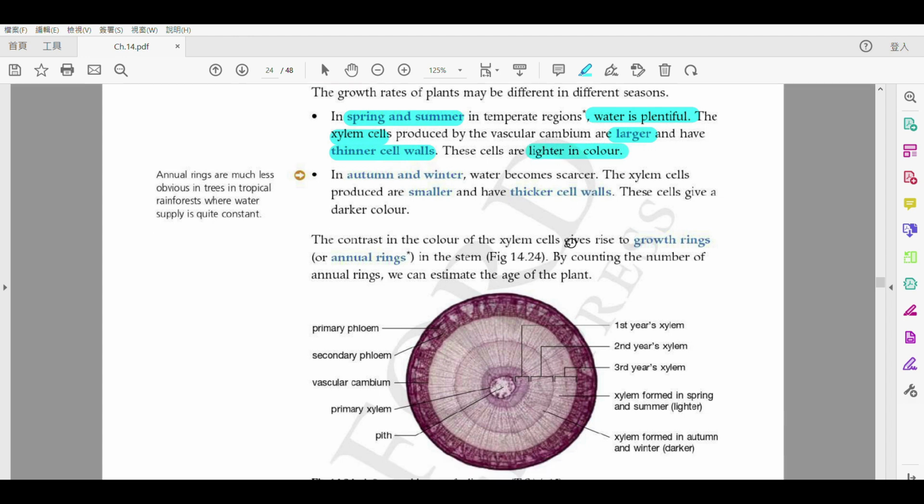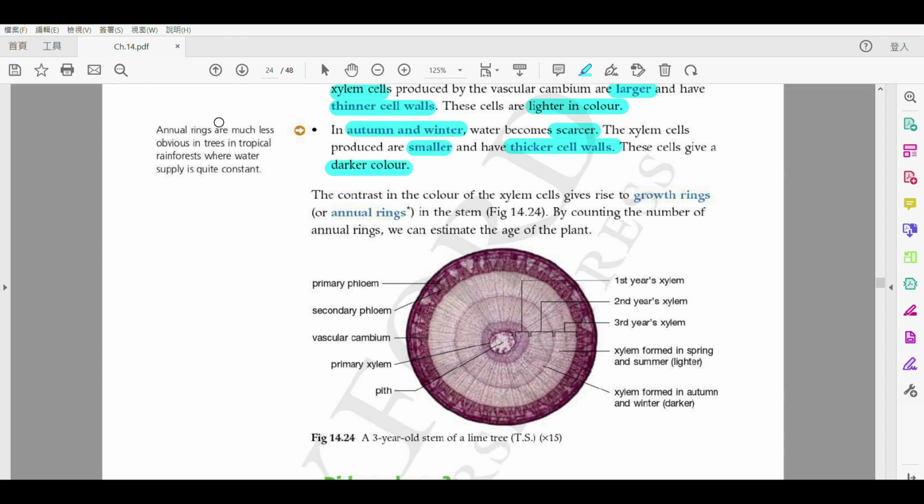On the other hand, when we talk about autumn and winter, the rainfall will be less. There will be scarcer water. This time, the opposite. The xylem cells will be smaller and they have a thicker cell wall and therefore they have a darker color. As you can see here, when we talk about the trees in tropical rainforest, it is less obvious because, as said, the water supply is constant. That means it's the same throughout the whole year.